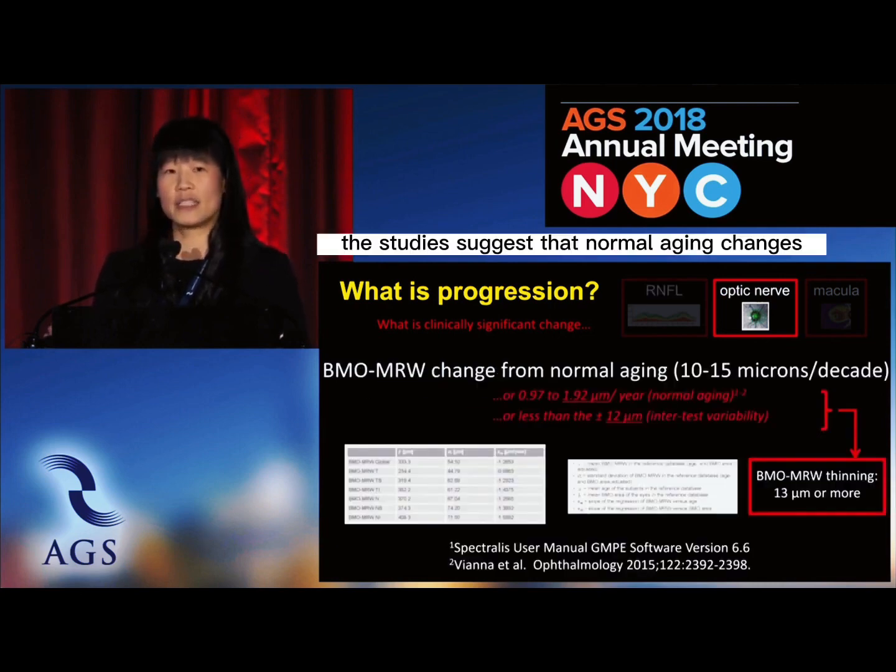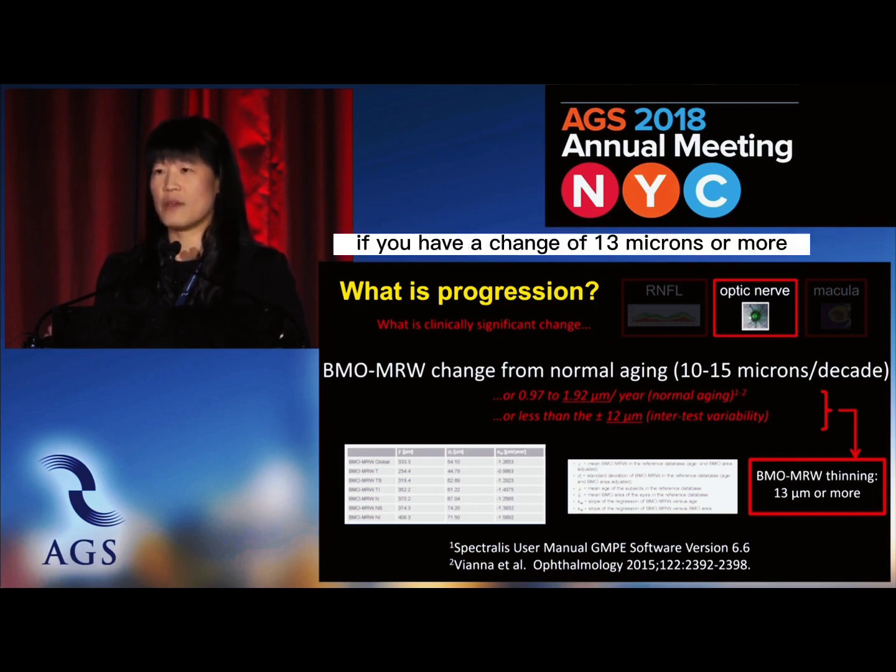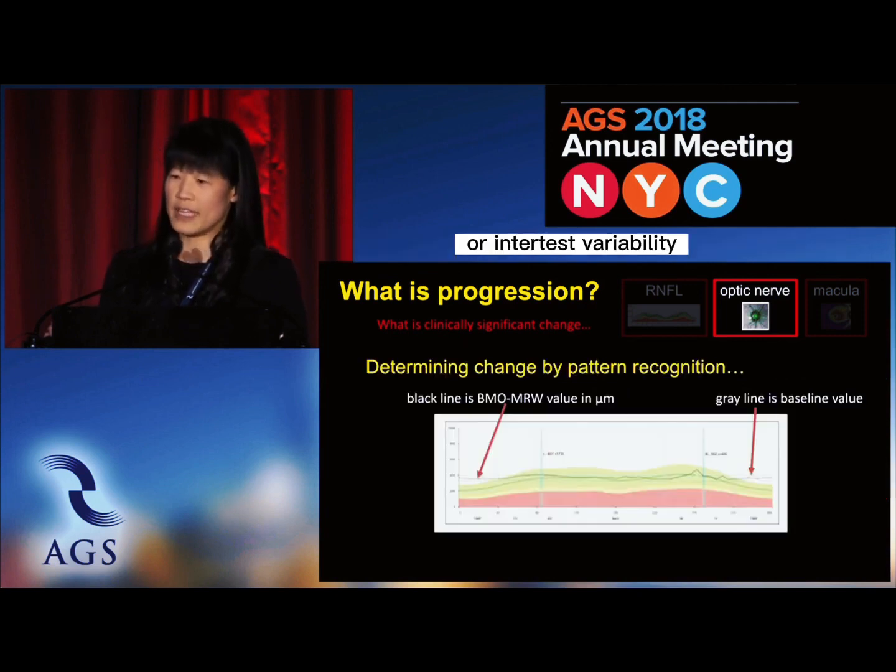The studies suggest that normal aging changes in neuroretinal rim is less than 2 microns per year, which again is less than normal intertest variability. And therefore, again, we can still safely say if you have a change of 13 microns or more, that is more likely due to disease progression and not aging or intertest variability.